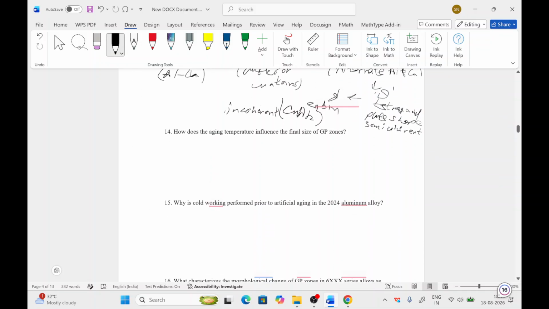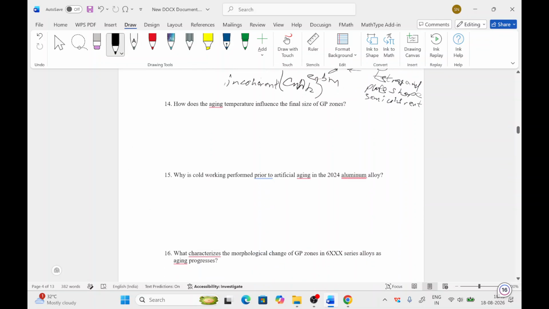So next question is, how does the aging temperature influence the final size of GP zones? With increasing temperature, the size of GP zones increases.